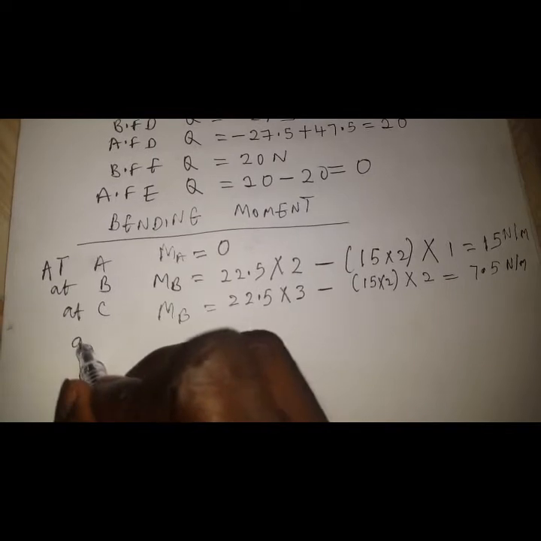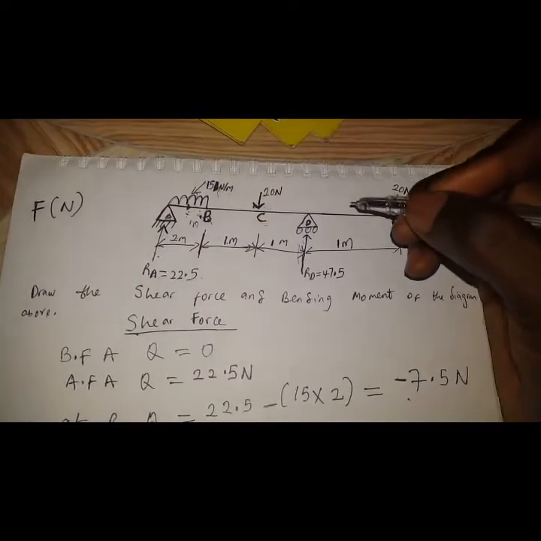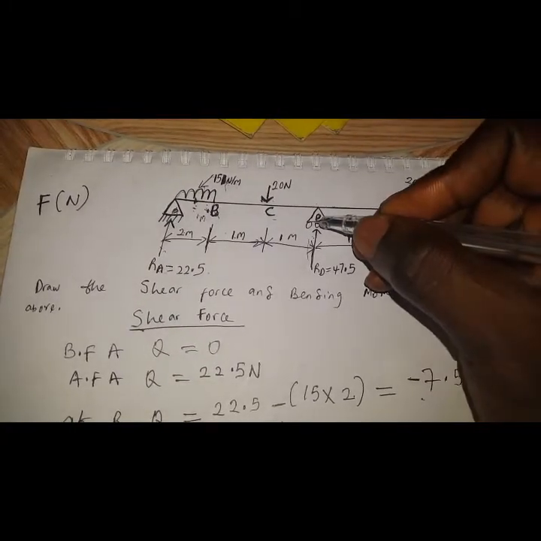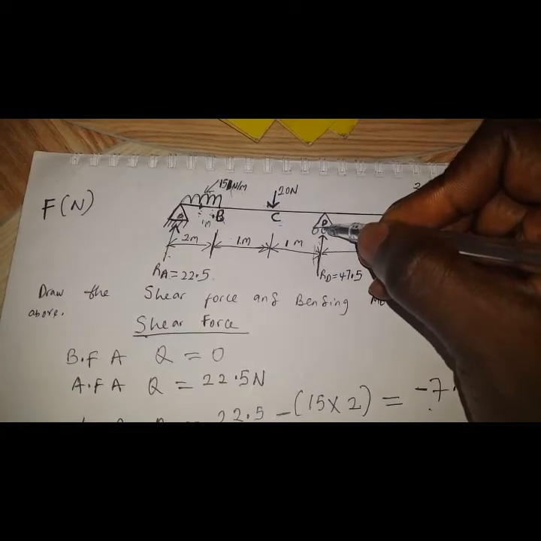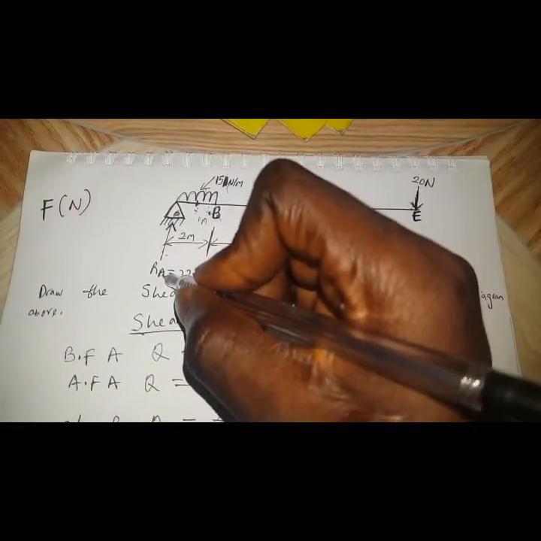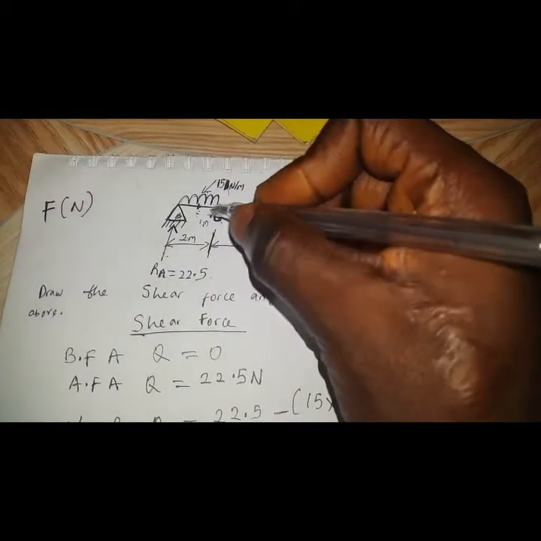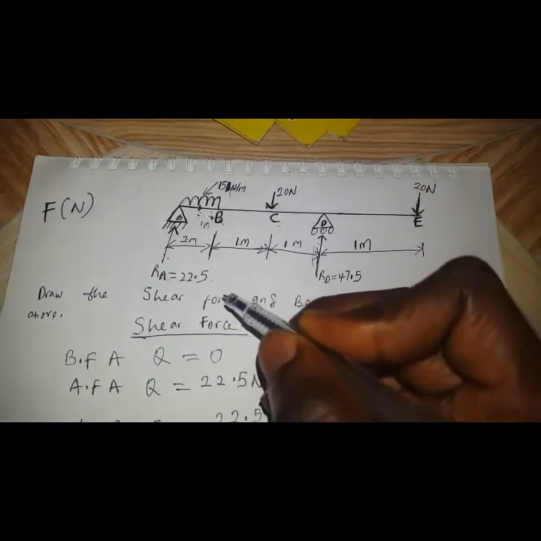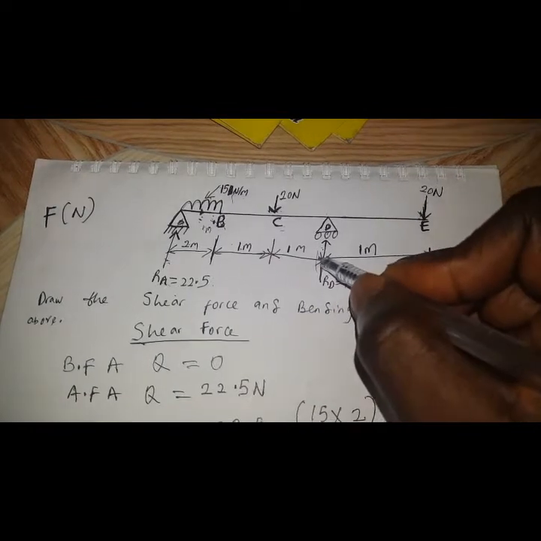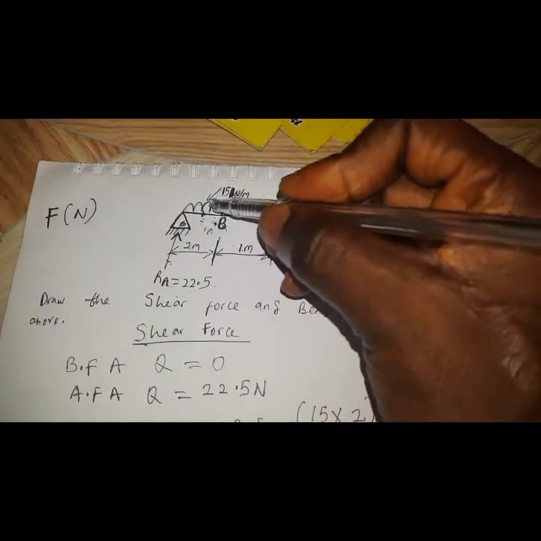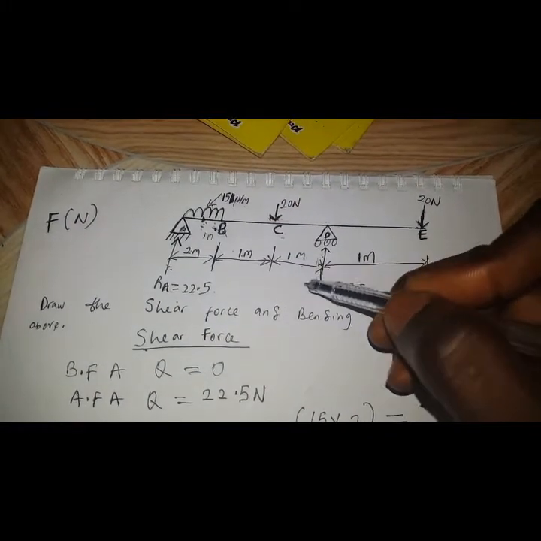So move to point D. At D, bending moment at point D. Let's go back to the diagram. At point D, this is D. So at point D, we are having 3 forces acting now. We have RA here, we have C, we have a point load, and between A and B, we have a UDL. So we'll be having 22.5 times the distance from here to D, which is 3, then times 15 times 2, that's the force acting at the middle, plus times 1 plus 1 plus 1, which is 3 also.